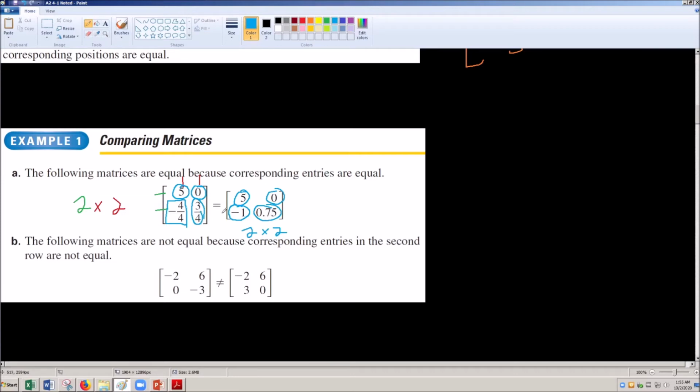That's rounding, so those two are not equal, but 3/4 and 0.75 are equal. So this one is good to go. We would say that these are equal. The one below it here, we would say they're not equal because the entries are not the same.